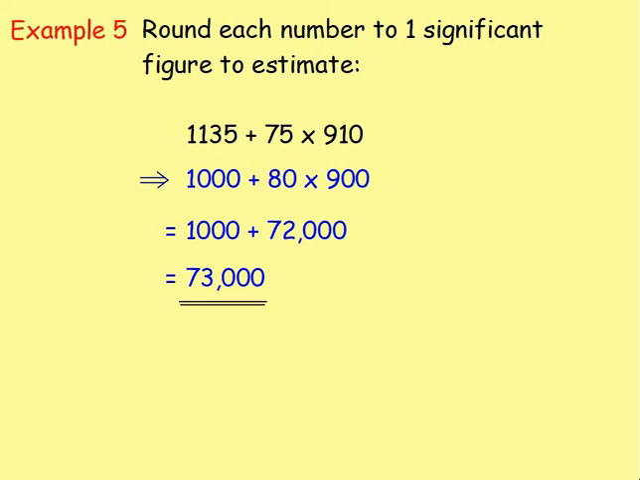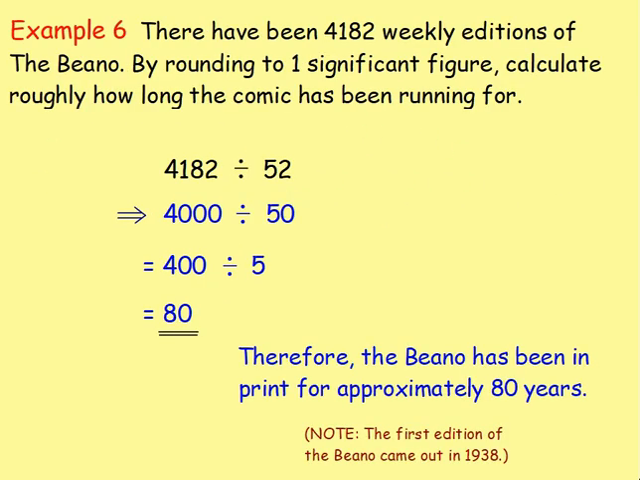With this one, we're just doing the exact same thing, rounding to 1 significant figure, but because we had more than one calculation to do, you had to think about BIDMAS or BODMAS. So just remember the multiply would always come before the add or subtract. So we would have 1,000 plus the answer to this. And to work out the answer to 80 times 900, do 8 times 9 and add on your 3 zeros. And again, you'll get an approximate answer to the initial calculation.